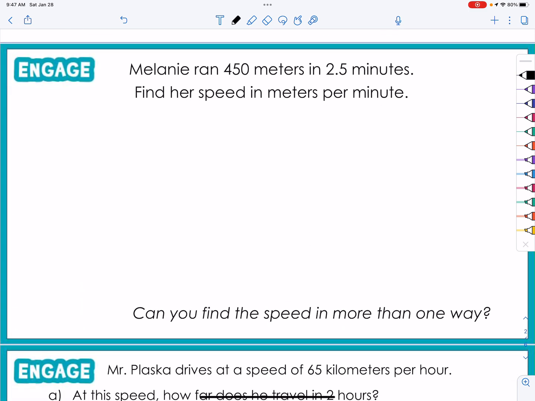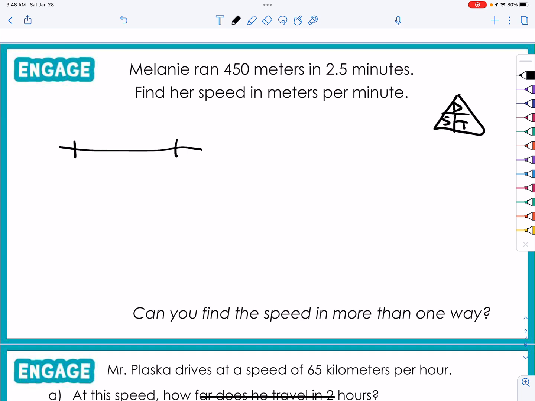So in our first example here, Melanie ran 450 meters in 2.5 minutes. Find her speed in meters per minute. So I have two options. I could go through and think about our formula here, or I could use a rate line. And so for this first one, I will do both just so we can check and see. We'll start with the formula, and then we'll check ourselves with the rate line to see.